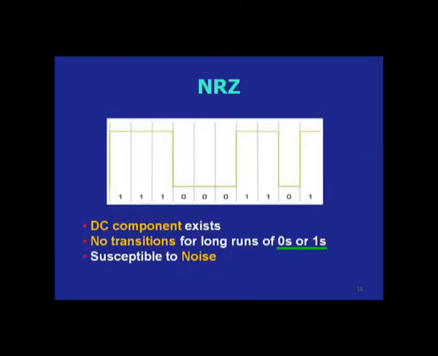It has a DC component, it does not have transitions when you have long runs of zeros and ones. Of course, if you have zeros and ones being transmitted alternately, you will have a transition from 0 to 1, from 1 to 0, 0 to 1, 1 to 0 and so on. But when you have a long series of zeros or ones, you have a problem. And it is susceptible to noise because we are again looking at the amplitude value in order to identify whether it is a 1 or a 0. So it is susceptible to noise. So this is our NRZ.